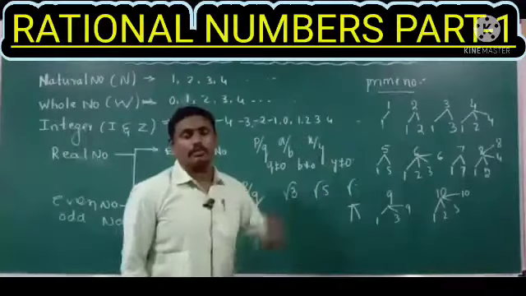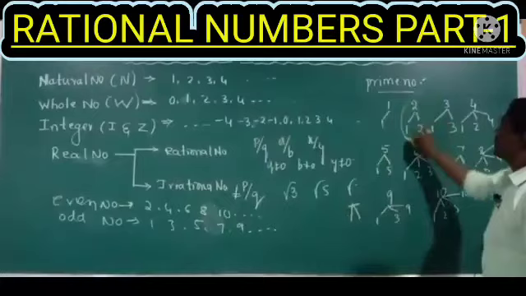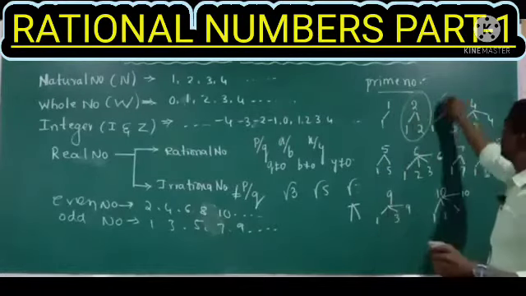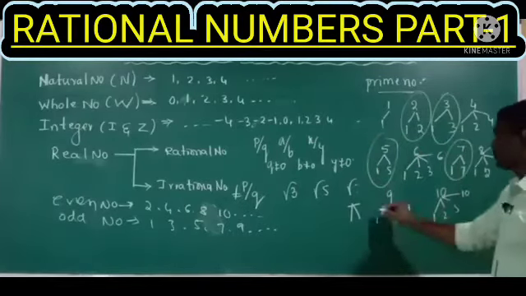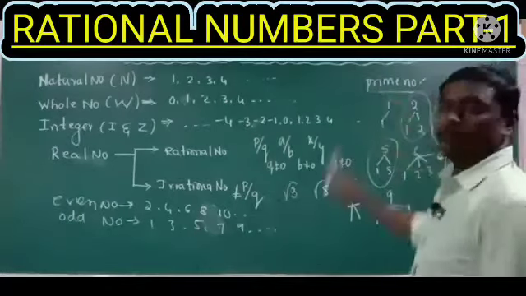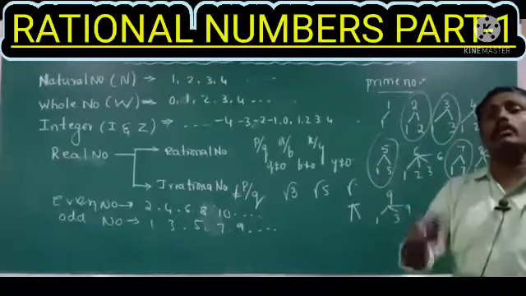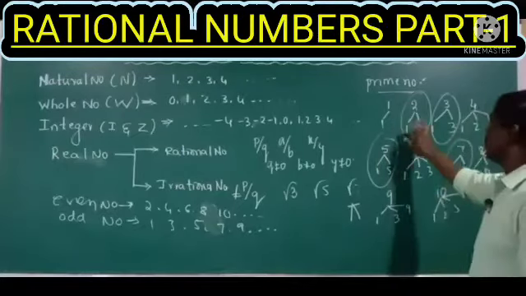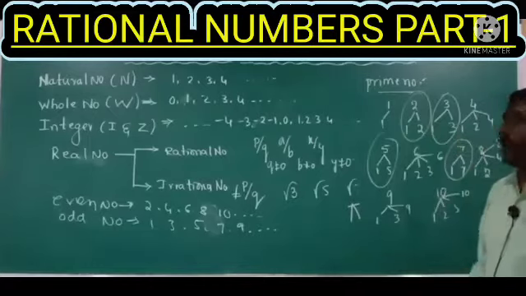So these types of numbers are called prime numbers. Here 2 is the first prime number. Next one, 3, 5, 7, right? These are some examples of prime numbers. Prime numbers means the numbers which are divisible by 1 and itself only, or the numbers which have only 2 factors, right? So these types of numbers are called prime numbers.